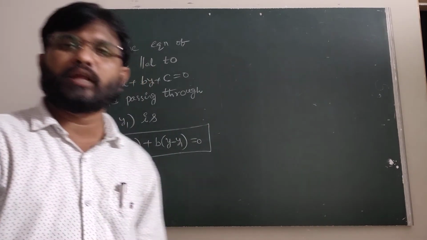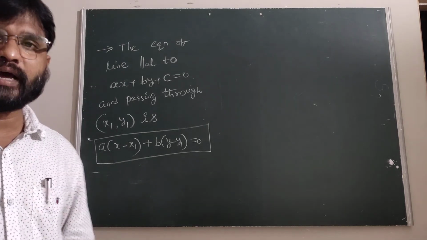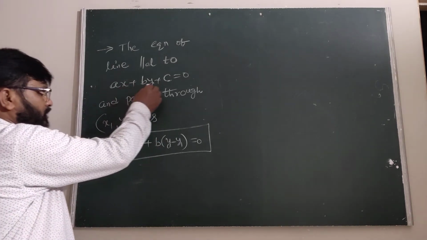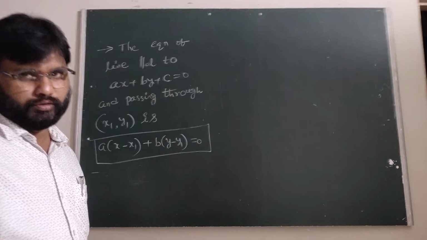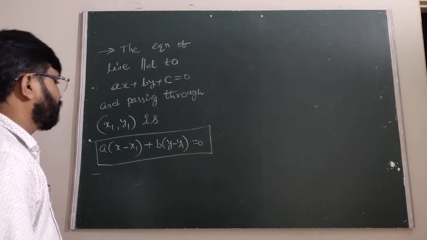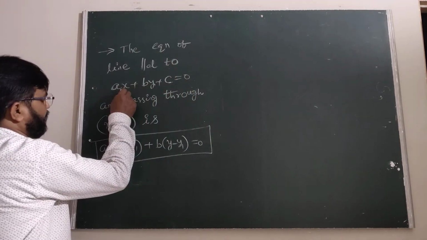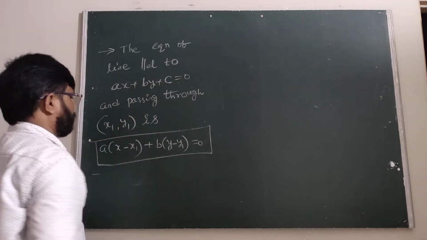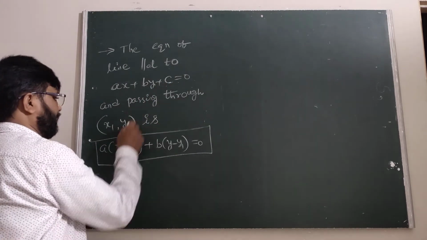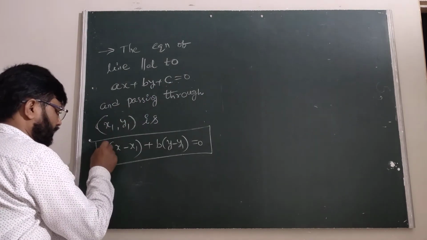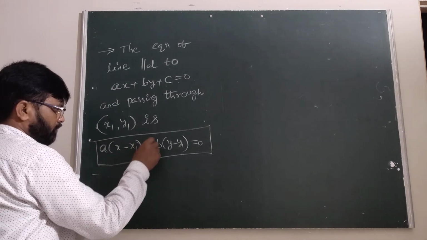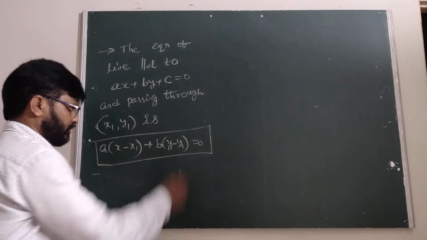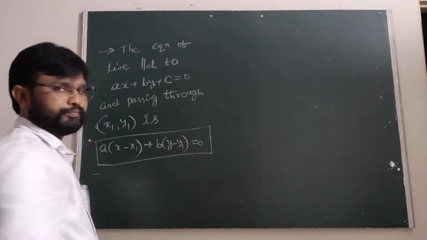Now the equation of the line parallel to ax plus by plus c equal to 0 and passing through the point x1 y1 is a into x minus x1 plus b into y minus y1 equal to 0.